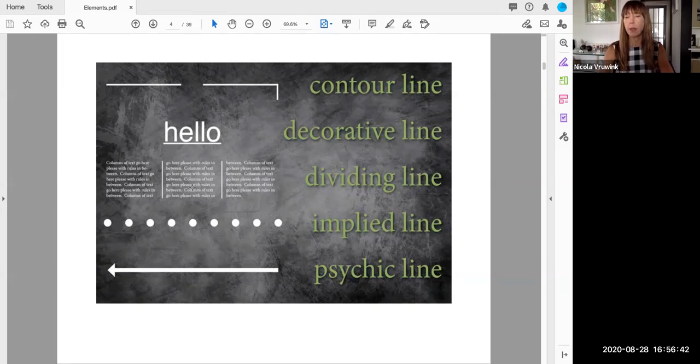You can also have an implied line. We see these dots as a line, even though they're not actually connected, but they create a line. And then one of my favorites is this idea of a psychic line. A psychic line does not exist, but it is somehow created by making our eyes move in that direction. So with this arrow, it forces us to look in that direction. So it's not really a line, but it's a psychic line.